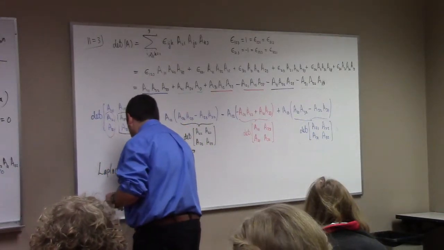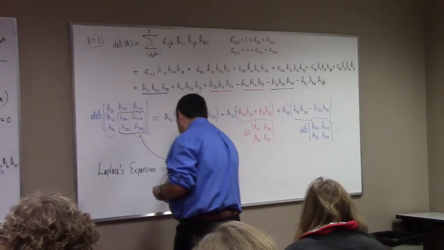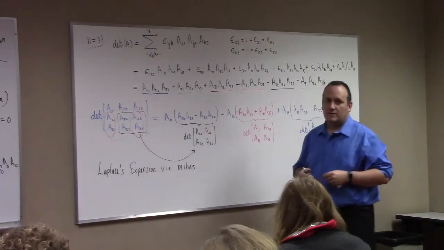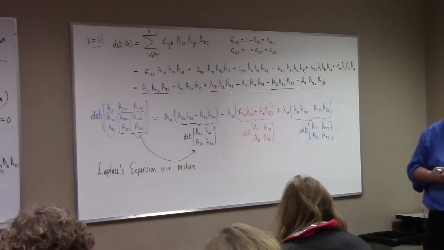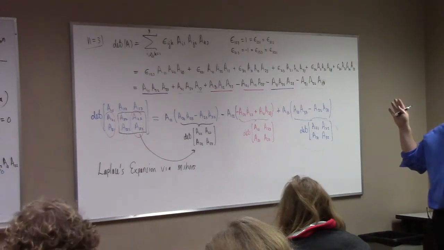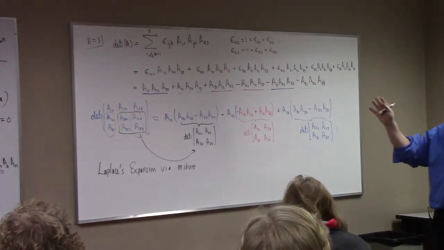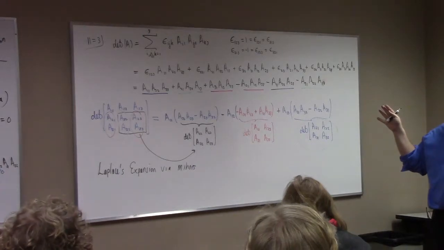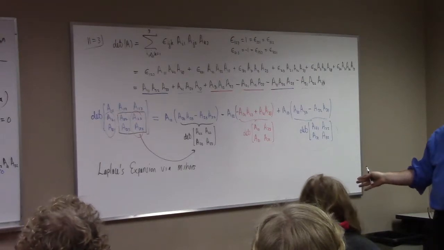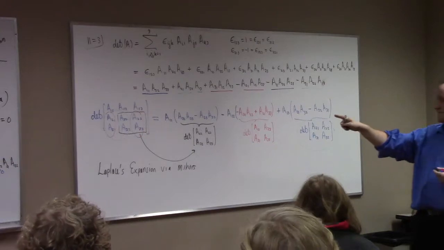Laplace's expansion via minors. And what Laplace's expansion by minors states is that you can take any determinant of an n by n matrix and you can expand it as an alternating sum of n determinants of submatrices of n minus 1 by n minus 1 matrices, where you have crossed out the given row and column corresponding to the expansion. So here I expanded across the top row.